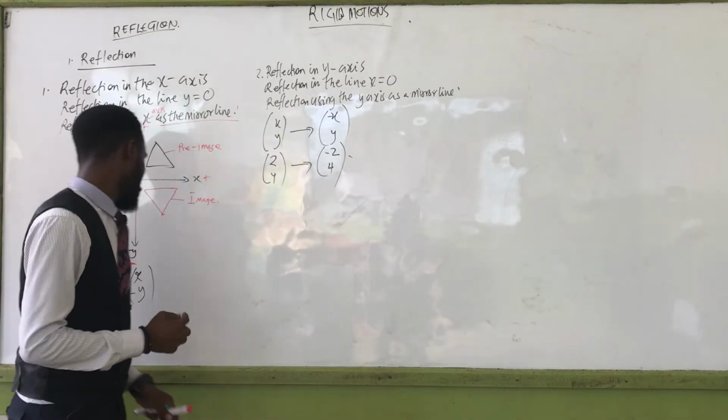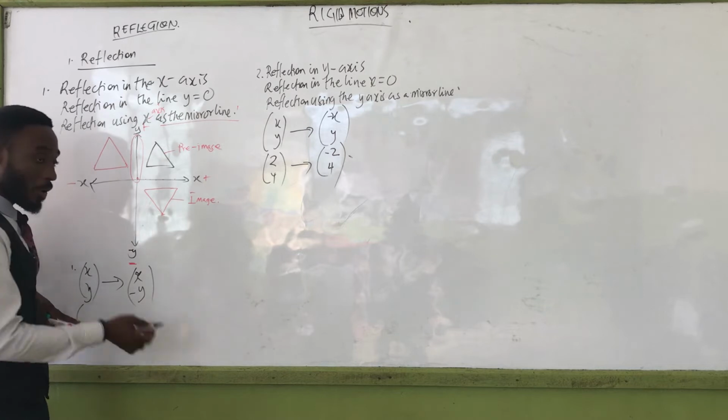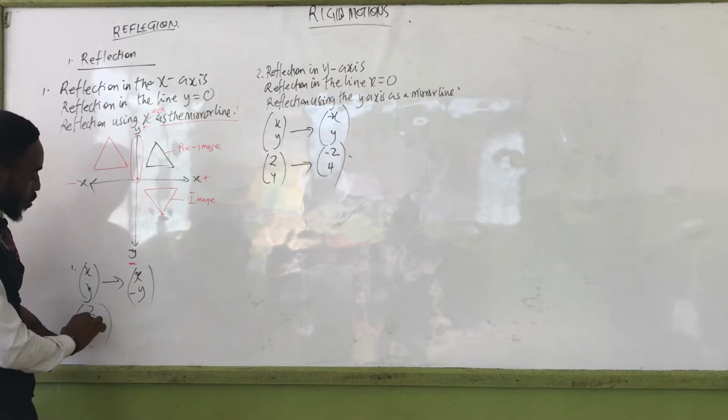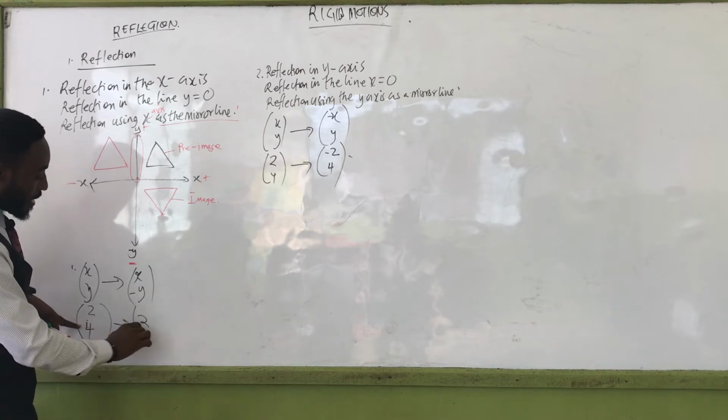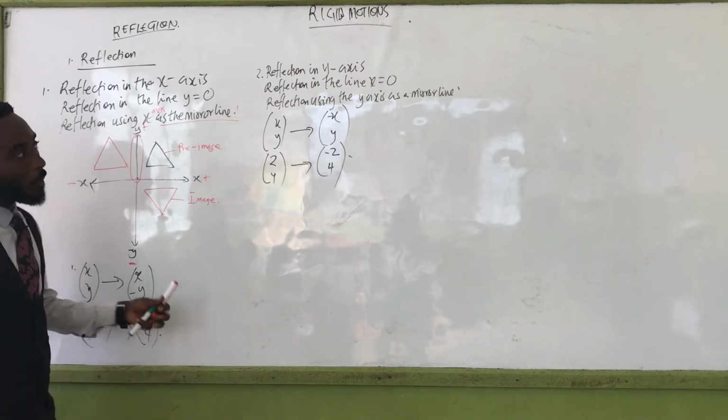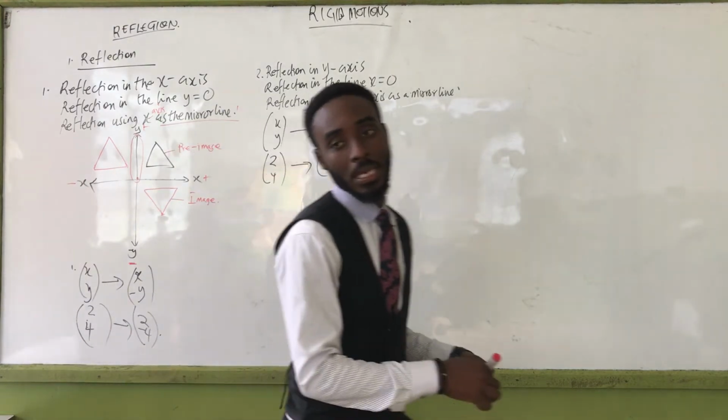The first one also, so let's try with the first one. I left that one out, but let's just come to it. If you give me 2 and then 4, I would still maintain my 2, and have negative 4 for my y. So that's basically what it is.